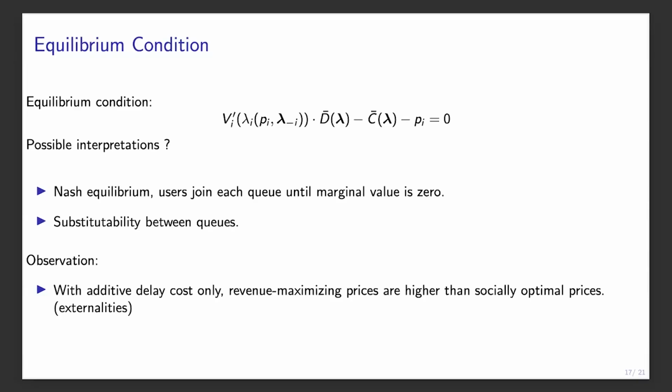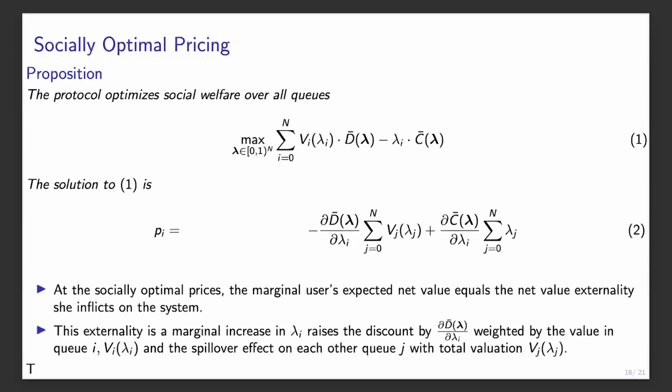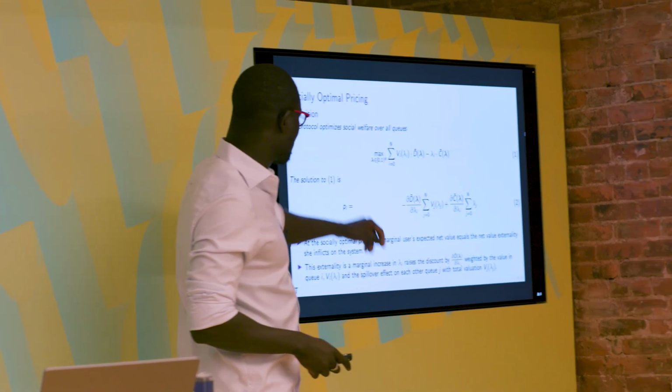So how does that one look? And here is our proposition. When you consider the protocol optimizing social welfare, which is maximizing over the arrival rates in each of the queues of the following. So this was the utilities. The prices are just a transfer between the users and the validators, so they are not accounted for here. Then we obtain the following solution for the price.